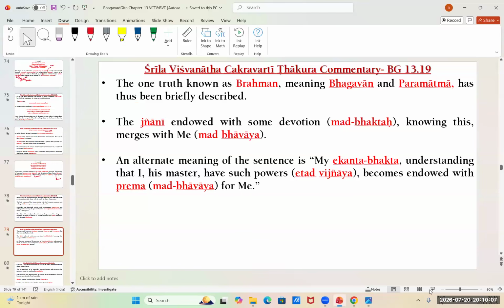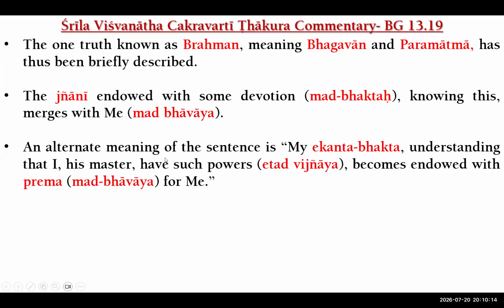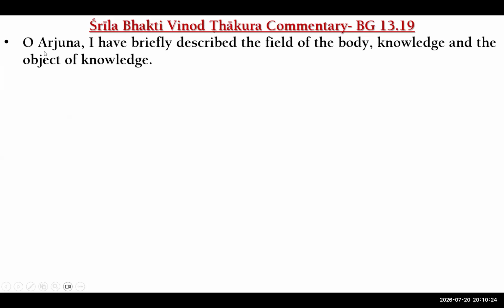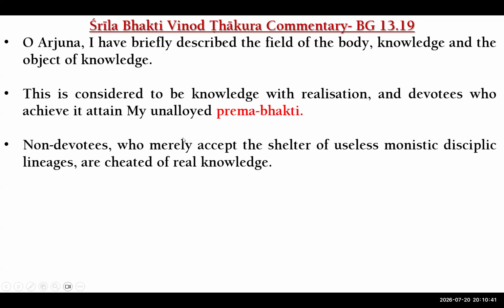So Jnani endowed with some devotion, Mad Bhakta, knowing this, merges in me. Mad Bhava. So here he merges. An alternative meaning of the sentence is my Ekanta Bhakta, understanding that I, his master, have such powers, Etad Vijnaya, becomes endowed with Prema, Mad Bhava for me. Bhaktivinoda Thakur: O Arjuna, I have briefly described the field of the body, Kshetra, knowledge, and the object of knowledge, Jneya. This is considered to be knowledge with realization, and devotees who achieve it attain my unalloyed Prema Bhakti.